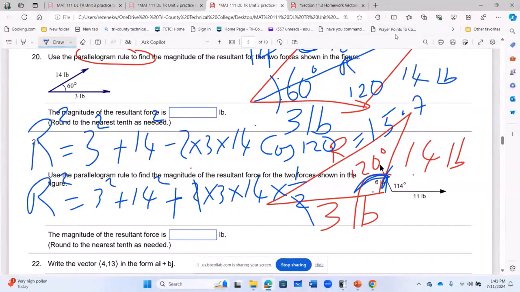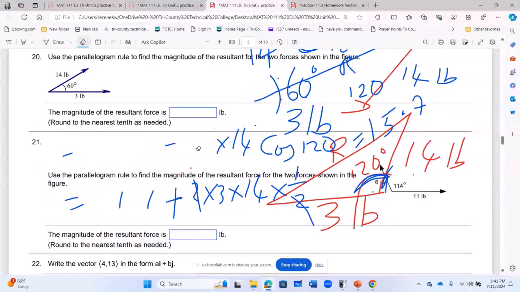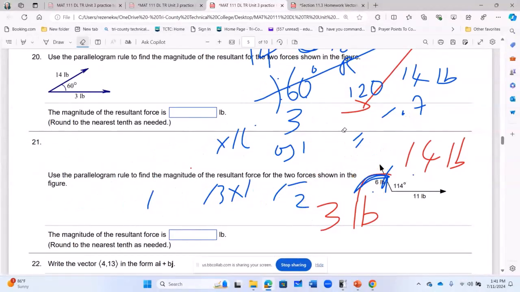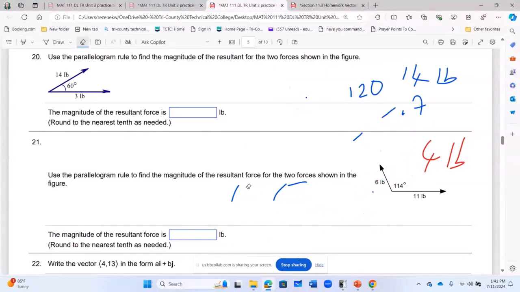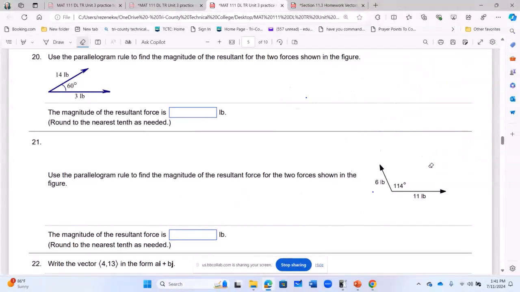One more problem on parallelogram law. It's already in the test. I think number 21 is about parallelogram law. So let's do number 21. The two vectors are in opposite directions. I have to draw a diagonal from the middle of them. So complete the parallelogram.